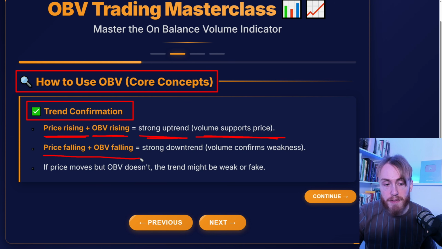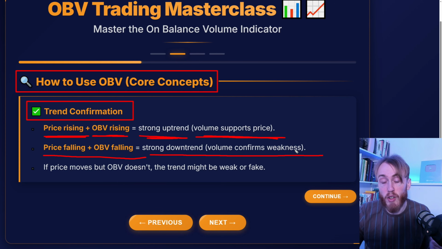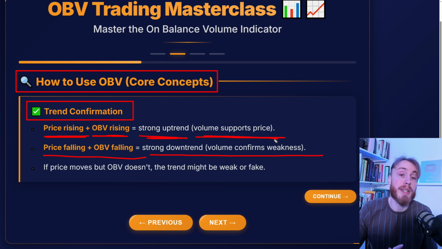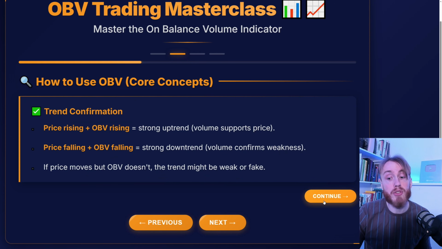But here, if the price is falling and the on-balance volume is falling, this suggests a strong downward trend, right? Because volume confirms the weakness. And here, one easy trap or faulty way of thinking is that if the volume decreases in a downtrend, that is bearish. No, we need increasing volume in a downtrend in order for it to be bearish. And last but not least, if the price moves but the on-balance volume doesn't move, the trend might be weak or fake. And now I want to take this concept to the next level.